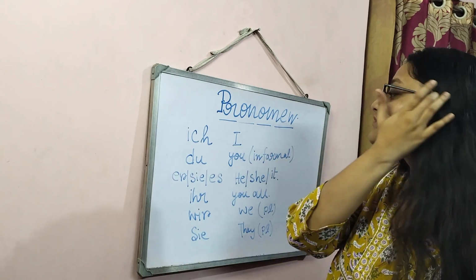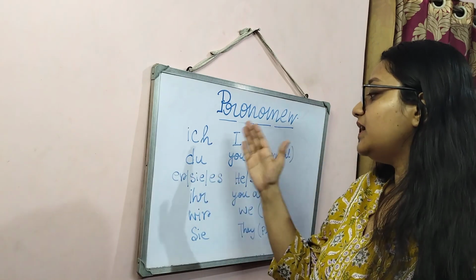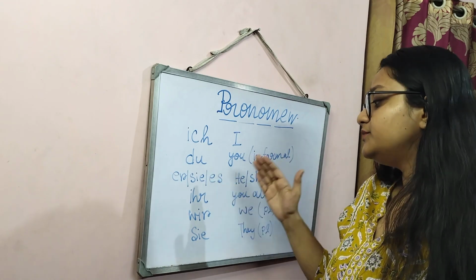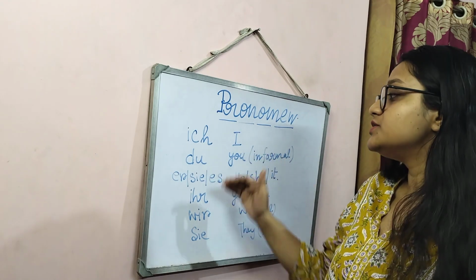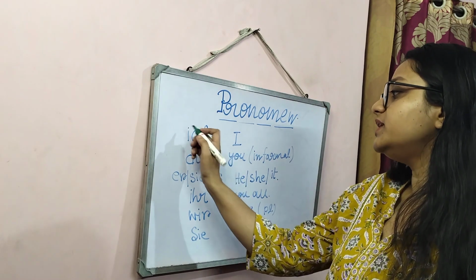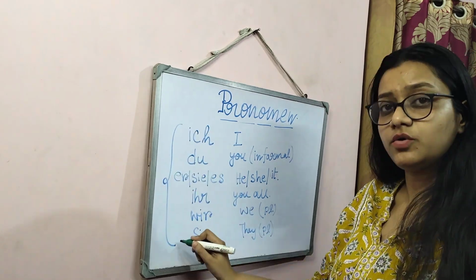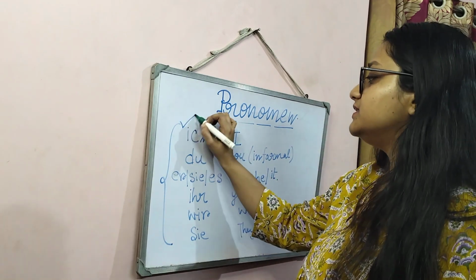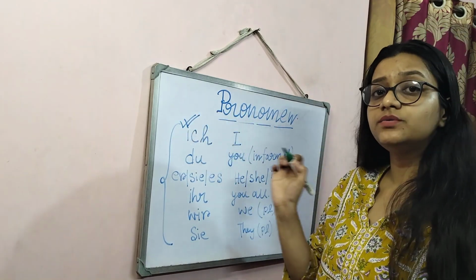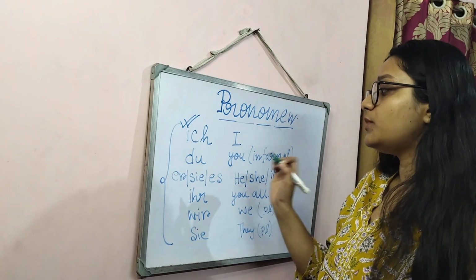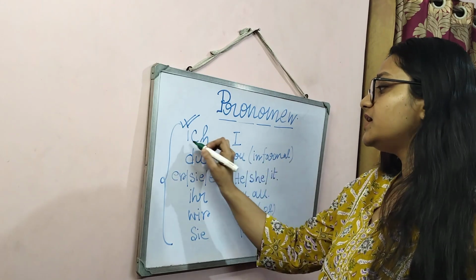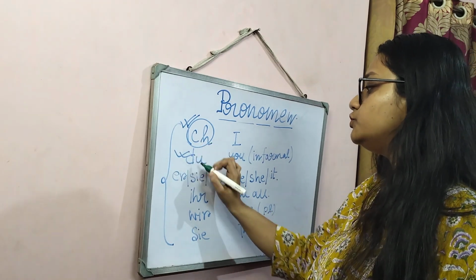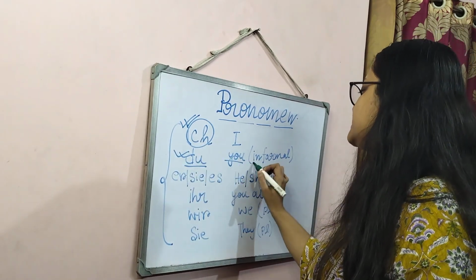Okay, so see that. Ich, du, er, sie, es, ihr, wir und sie. So these are the Pronomen in German. Ich is the first person singular. When we talk about I, then we use ich. The next one is du. Du means you, and that is informal.